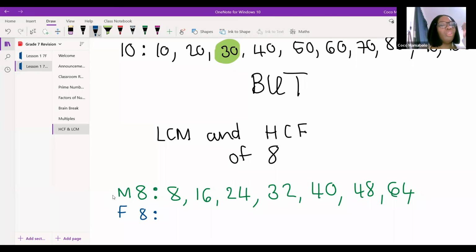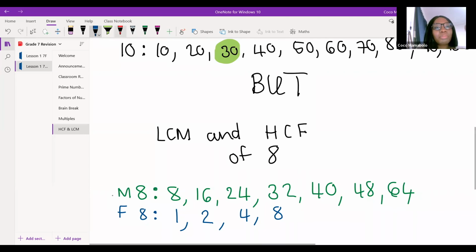I know you know the answer. I want to see if everybody else knows the factors of 8. It's quite easy. That's it, Hermione. 1, 2, 4, and 8. Well done. Those are the factors of 8.